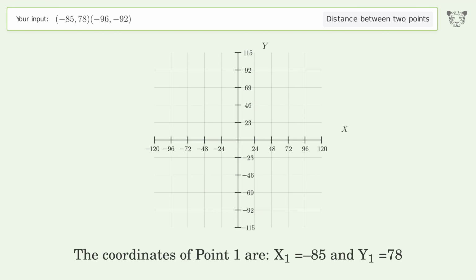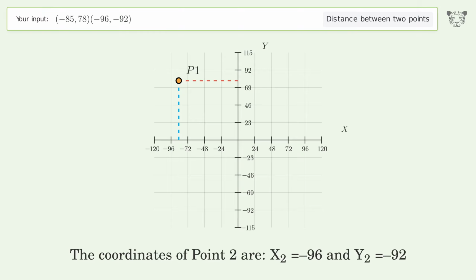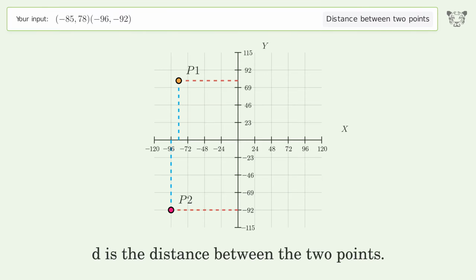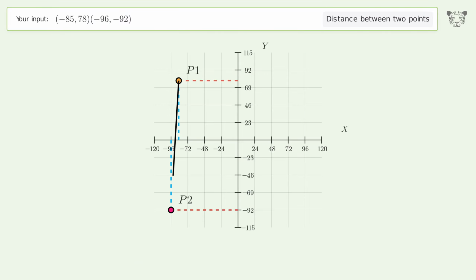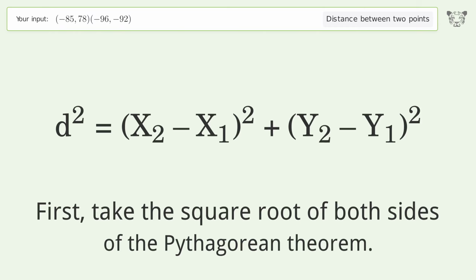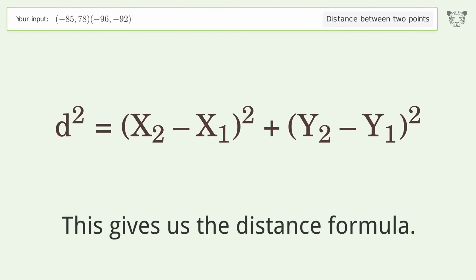The coordinates of point 1 are x1 equals -85 and y1 equals 78. The coordinates of point 2 are x2 equals -96 and y2 equals -92. D is the distance between the 2 points. First, take the square root of both sides of the Pythagorean theorem. This gives us the distance formula.